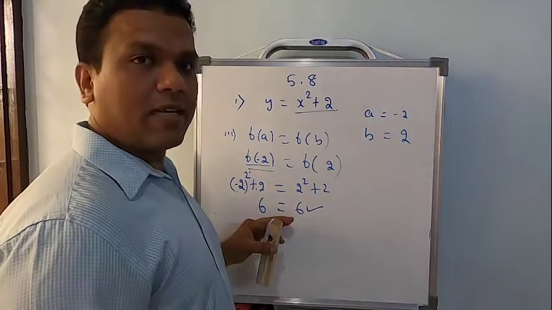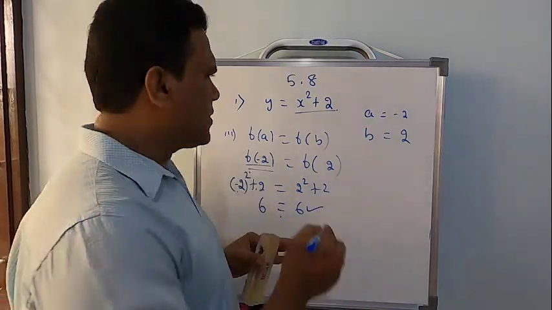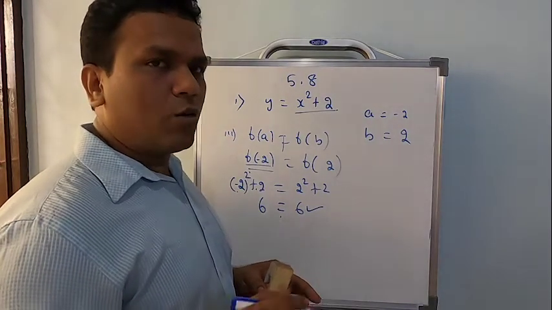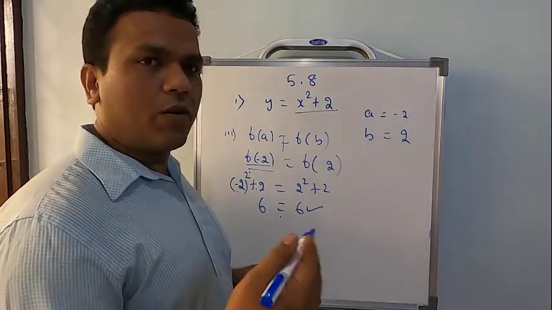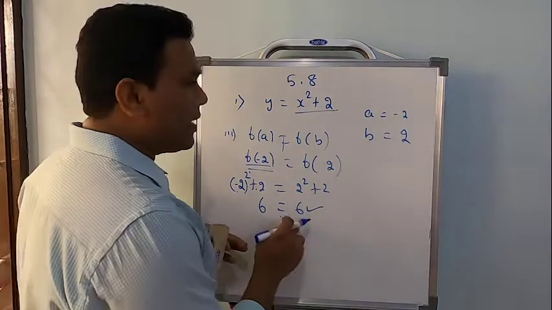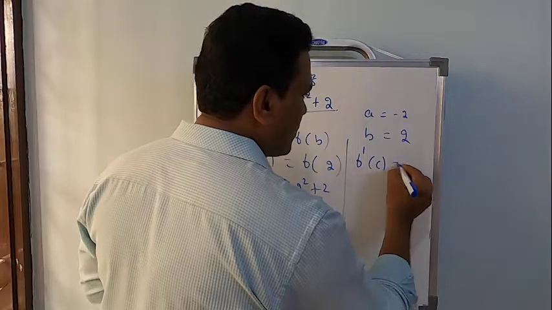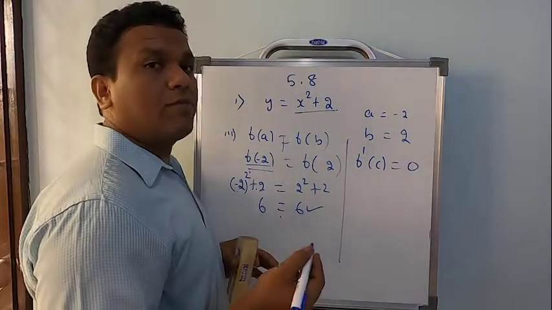If this condition is satisfied, that is f of a equal to f of b, proceed. Sometimes you're not going to get this as equal; don't proceed from here on. That means don't go and find the value of c. If f of a equal to f of b, I'm going to find something called f dash of c equal to 0. So what is f dash of c?